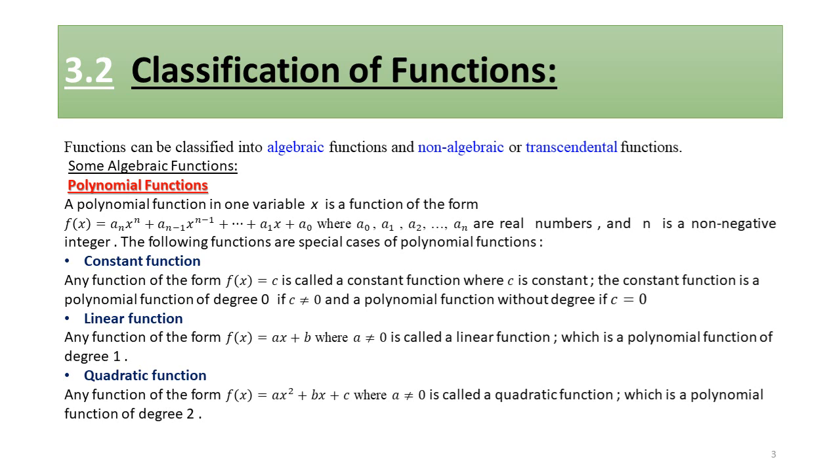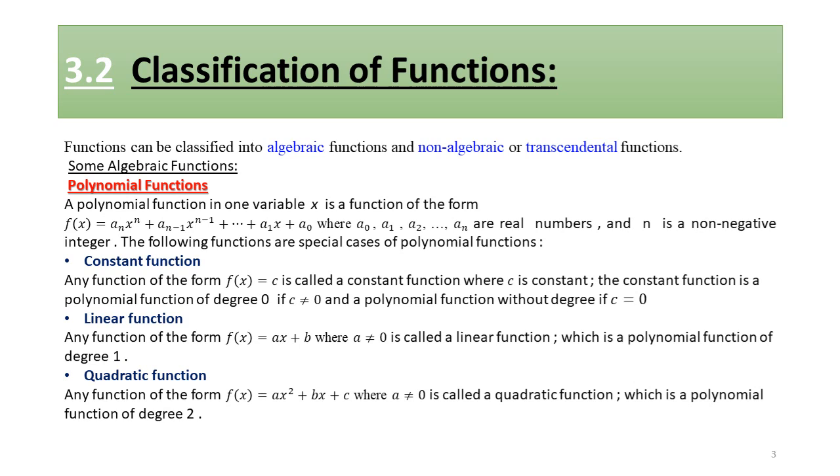The following functions are special cases of polynomial functions. Constant function. Any function of the form f(x) = c is called a constant function, where c is a constant. The constant function is a polynomial function of degree 0 if c is not equal to 0, and a polynomial function without degree if c is equal to 0.